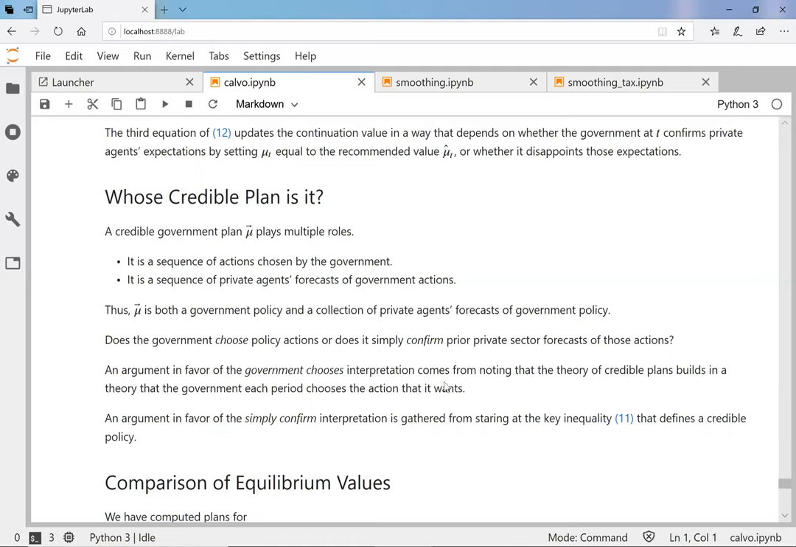An argument in favor of the government-chooses interpretation comes from noting that the theory of credible plans builds in that each period the government is choosing the action that it wants. The government's doing what it wants here, given the environment. So you could say it's obviously the government that chooses.